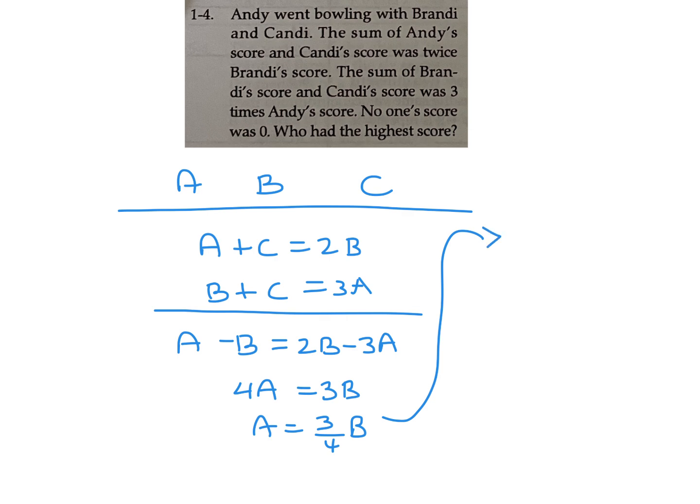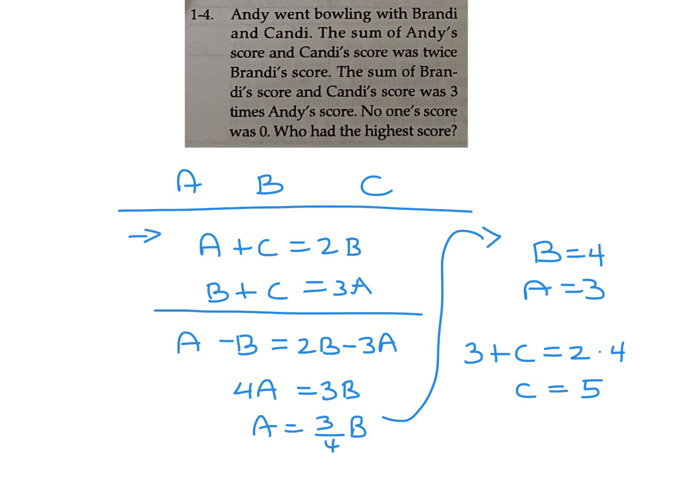And then that's very helpful because we can now just use some numbers. So for example, if I let B equal to 4, then A would equal 3. I got it. And then now we can easily figure out C. So whichever equation you want to use, let's just use this one. So that would be 3 plus C is equal to 2 times 4. So C is equal to 5.